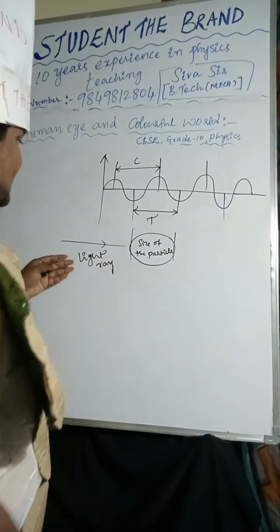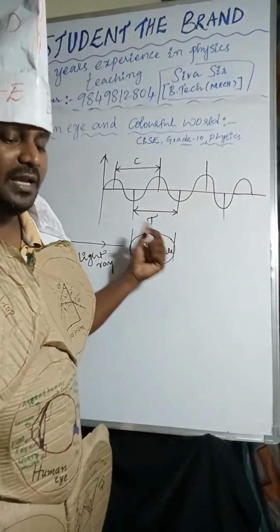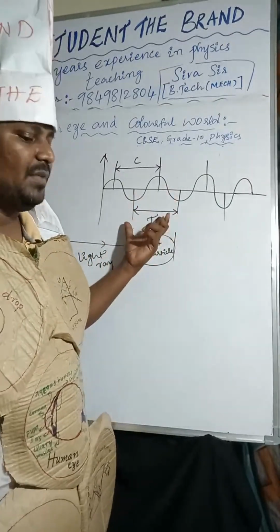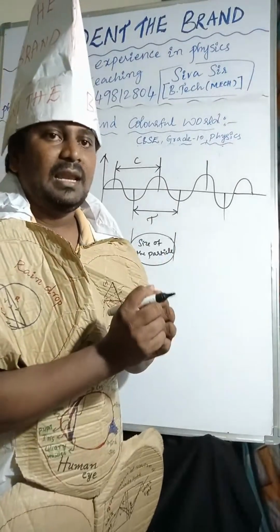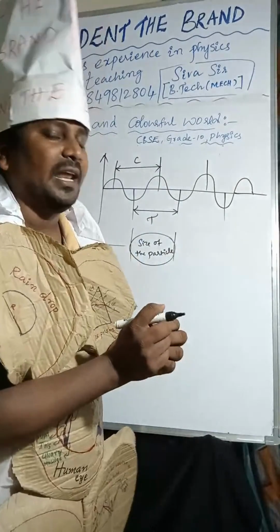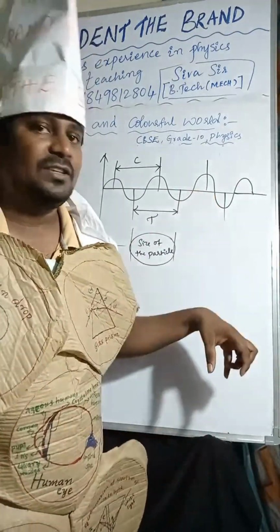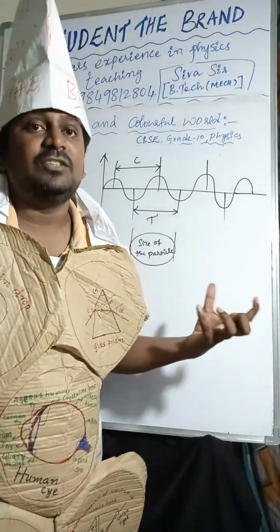So whenever the light ray is coming and falling on the particle, if the size of the particle is comparable to the wavelength of the light, then this particle will absorb the light. Like the best example, if you take a sponge and immerse it in water, what happens? The sponge will absorb the water.